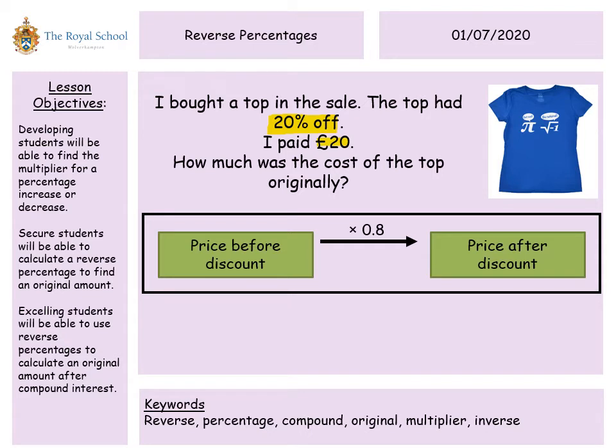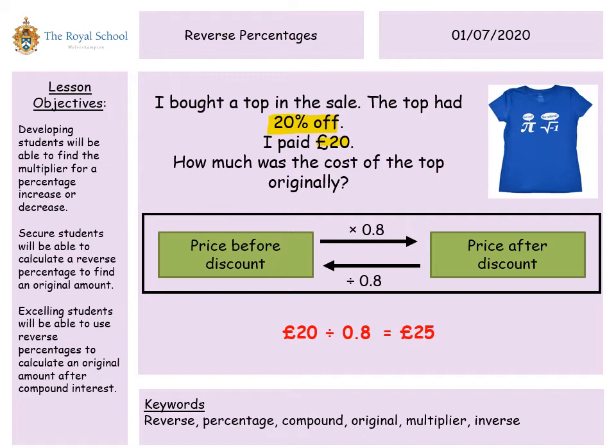So we need to work that in reverse, and we're going to do our price after discount of £20 divided by 0.8, and that's going to get us back to our original price before the discount. So 20 divided by 0.8 is going to give us £25. So this is our reverse percentages.